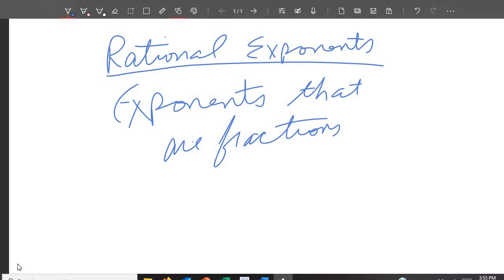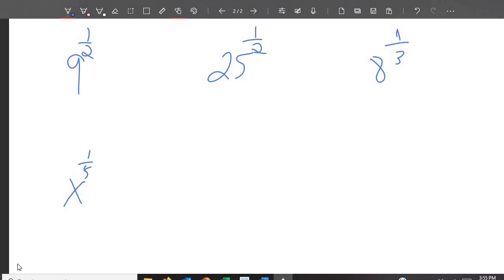Rational exponents. We're going to be working with exponents that are fractions. And when you have an exponent that's a fraction, that means something special. Let's start out with some examples with rational exponents. We'll say we have x to the 1/5. And why not, let's do 4 to the 3/2.